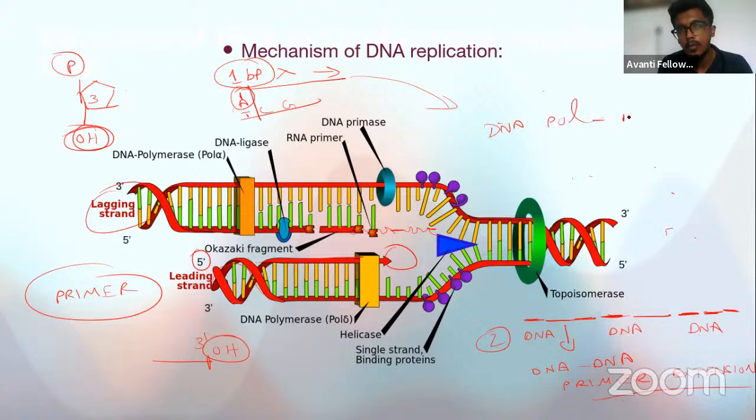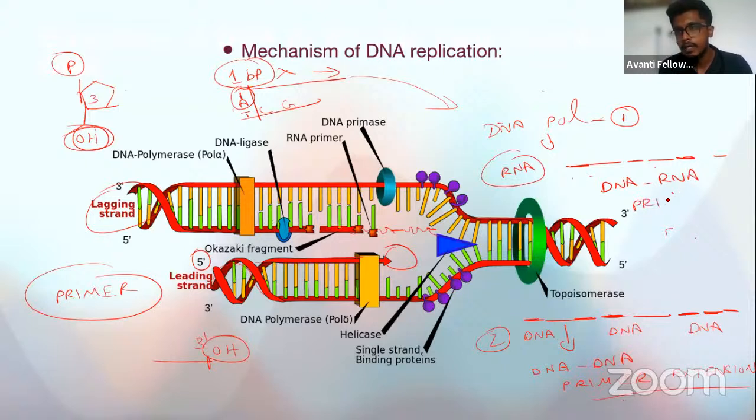DNA Pol 1. So what is the role of DNA Pol 1? Now I told you we have RNA. There is a primer. So let us say that we have RNA, RNA, RNA. So the role of DNA polymerase 1 is to put a new DNA in place of the RNA primer.